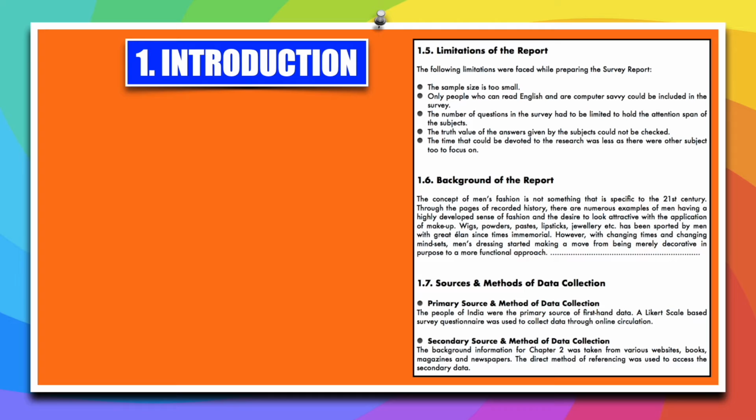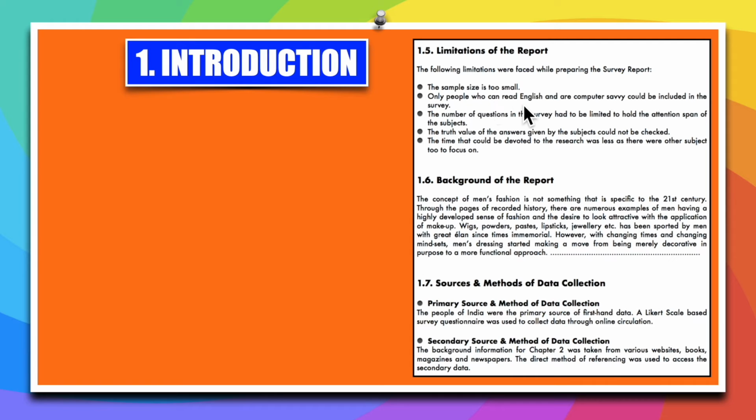Continuing with the introduction, the 5th component or subpart of the introduction are the limitations that were faced while preparing this report. I'll read out for you. The following limitations were faced while preparing the survey report. The sample size is too small. In fact, 1,000 is no number at all.